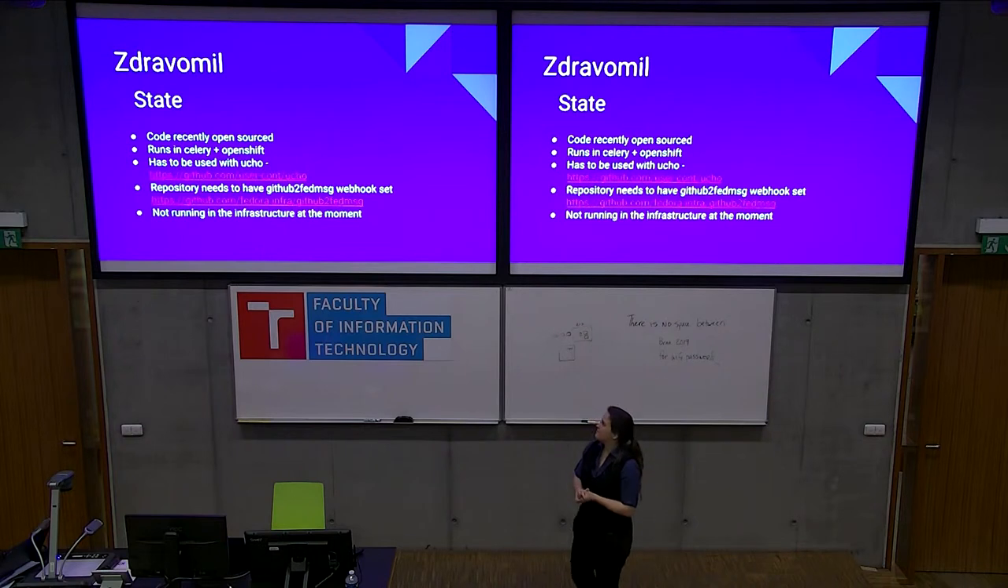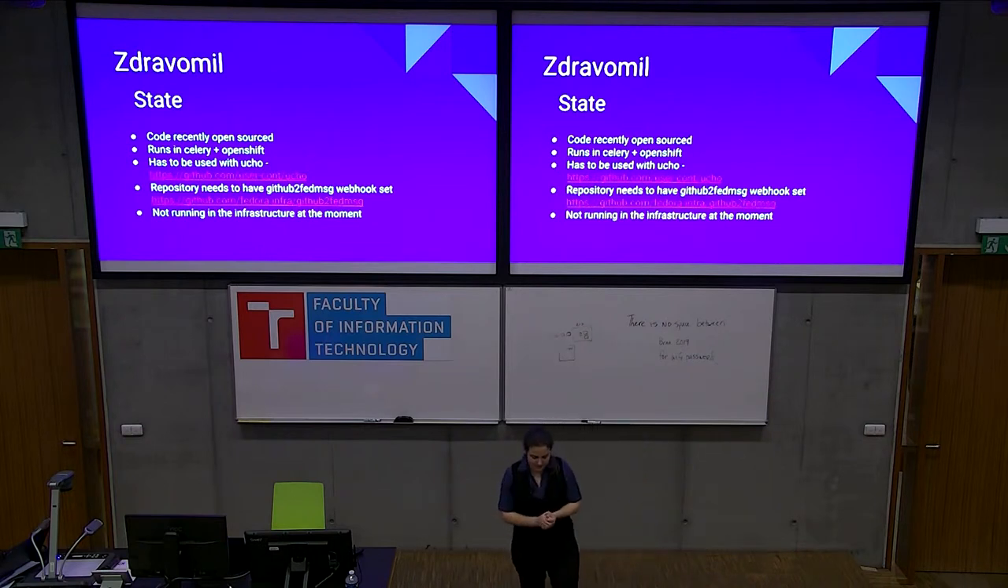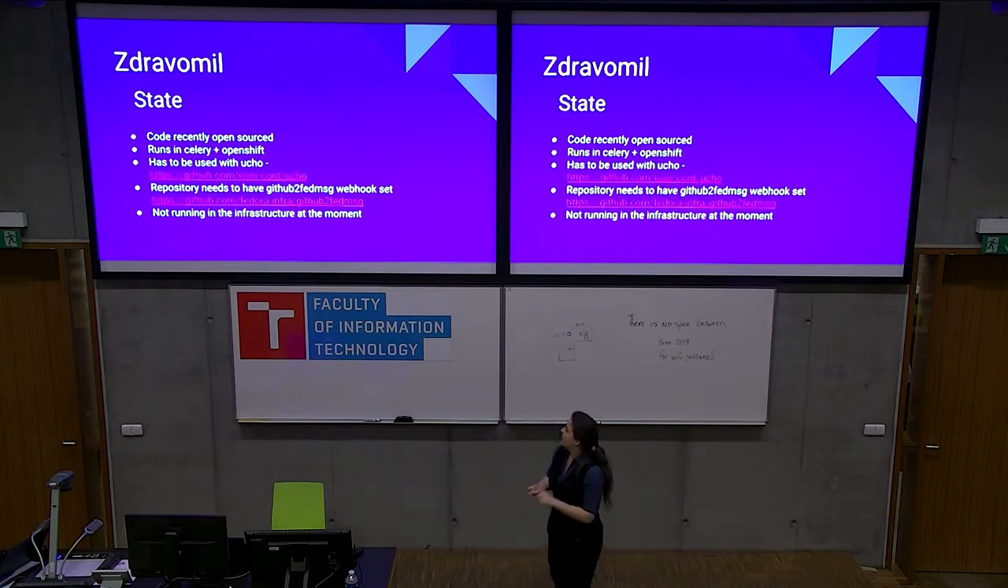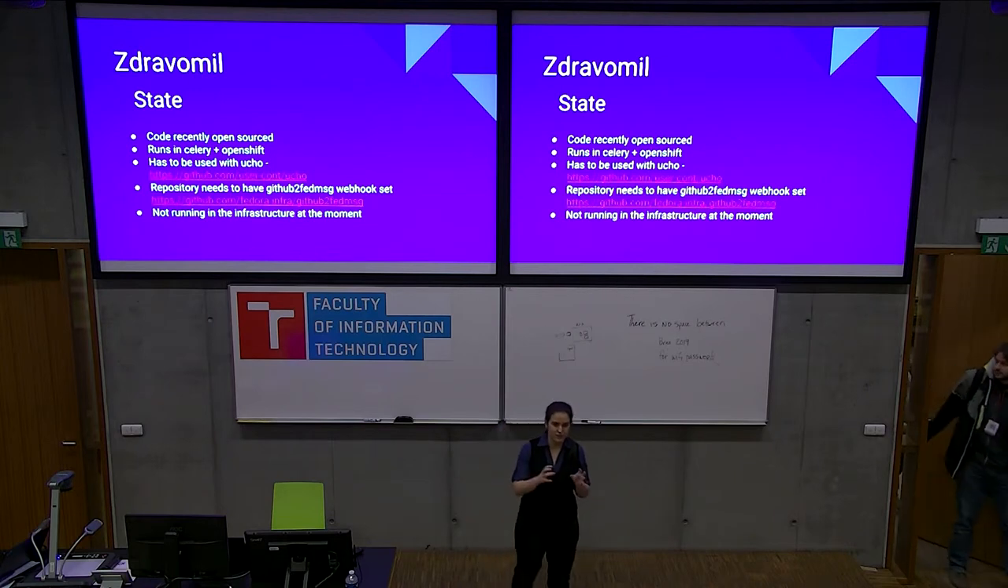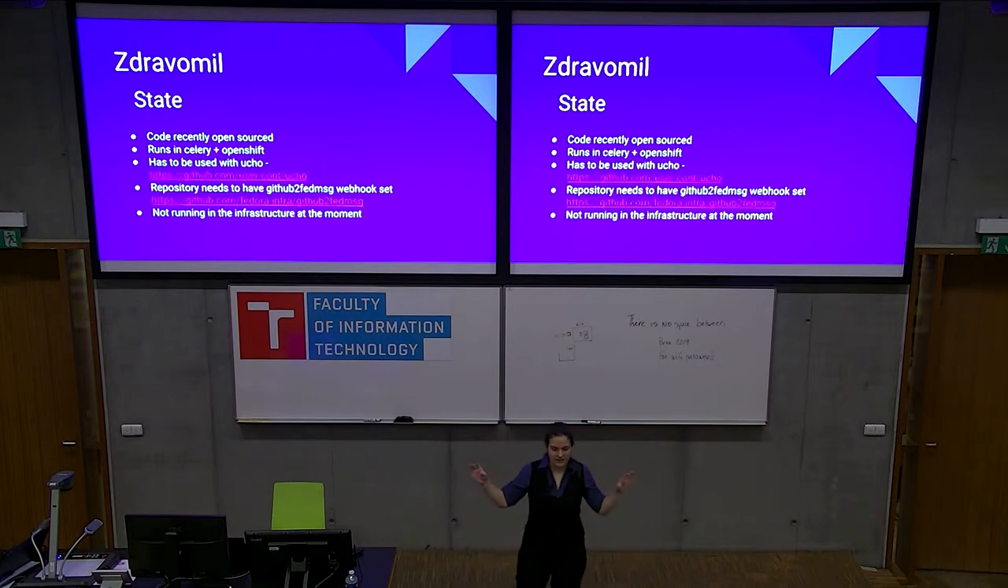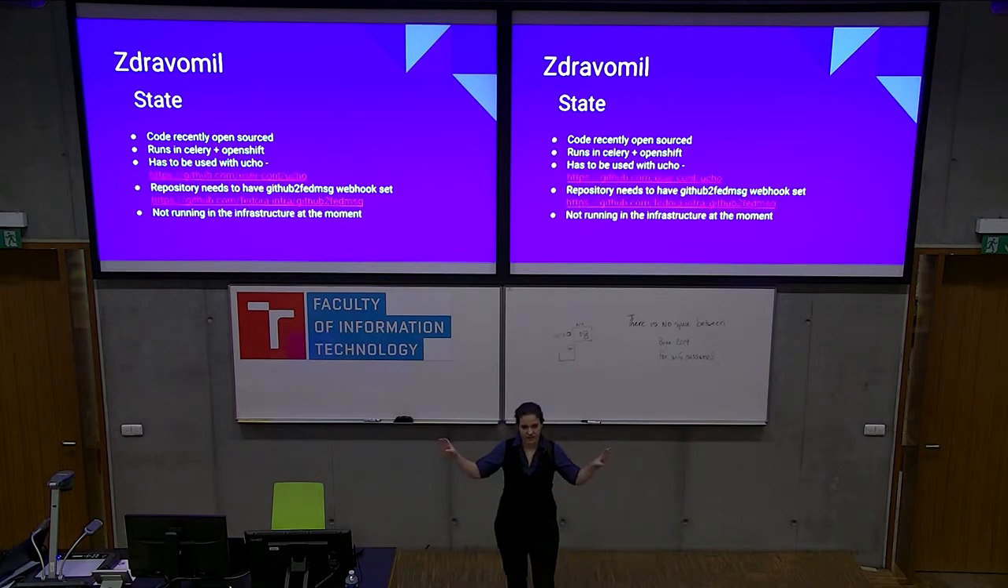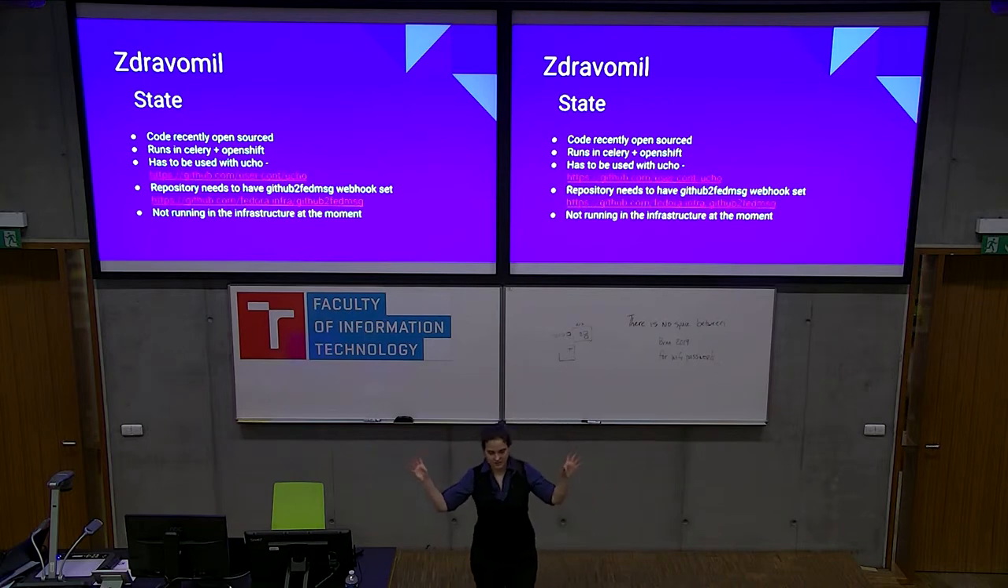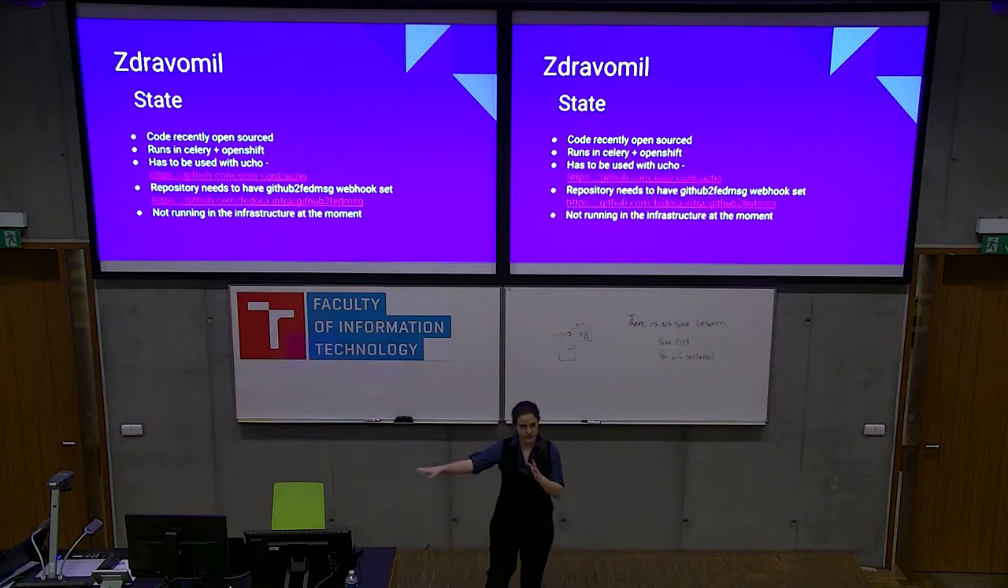So what is there is that Zdravomil runs in OpenShift and is using Celery for the triggering and for recording the task. It has to be used with Ucho, and Ucho is actually another bot which is responsible for listening to the events that are happening in the infrastructure. And when some event happens, Ucho can catch that and run a trigger for Zdravomil, send a task for Zdravomil.